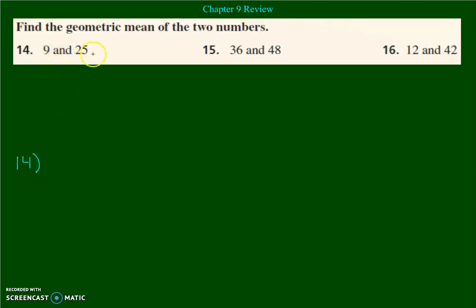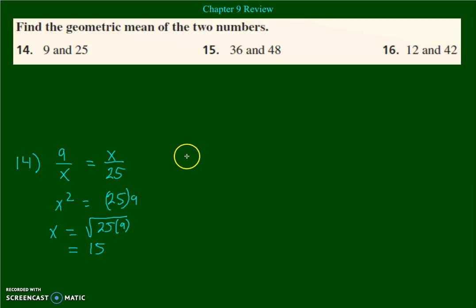We're looking for the geometric mean between 9 and 25. We don't know what it is, so the geometric mean is our variable. That goes there. 9 and 25 go in the remaining positions. So x squared equals 25 times 9. X equals the square root of 25 times 9. That makes x equal to 15.